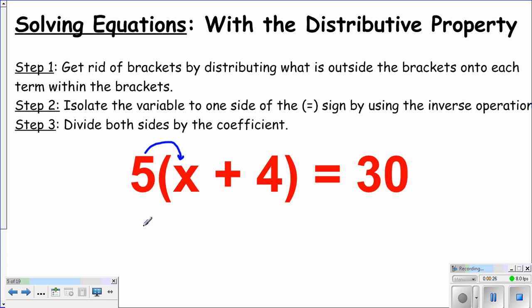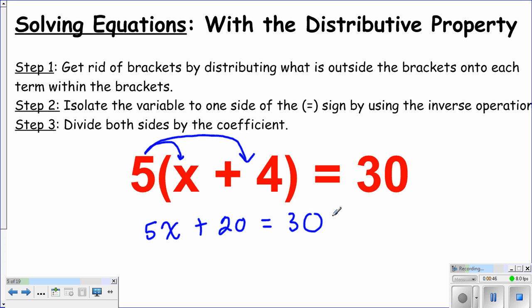So 5 times x is 5x. 5 times a positive 4 is going to be a positive 20. Now we can't do anything on the right-hand side of the equal sign yet, so we're just going to leave our 30 there. Now we have the equation which we've seen before. We have a 5x plus 20.